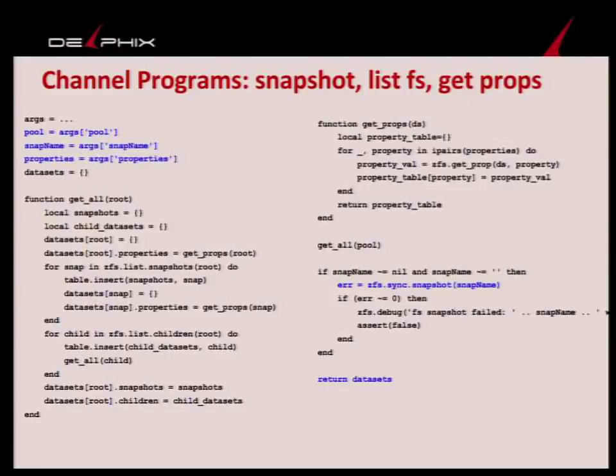So the inputs to it are the name of the file system or pool that we want to iterate over, the name of the snapshot that we want to create, and then a list of properties that we want to get. So we're going to get each of these properties on each of the file systems and snapshots that we visit when we iterate over everything in the pool. So you can see this is where the main starts. It's like get all the properties, then if we wanted a snapshot, then create the snapshot, and then return this datasets object, which basically we were building up. Get all will build up this datasets object based on iterating over the snapshots, child file systems, and then all the properties there. So it gets built up.